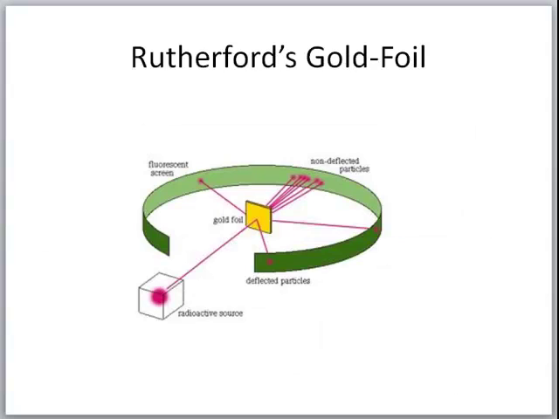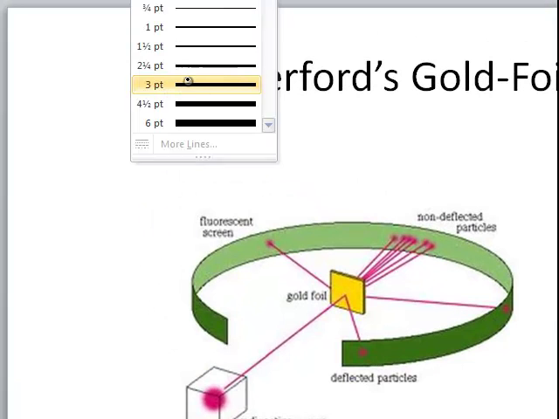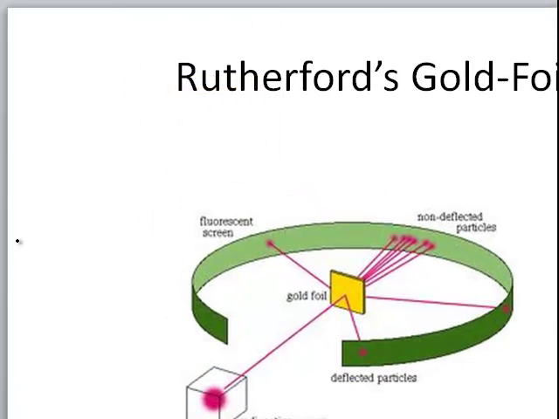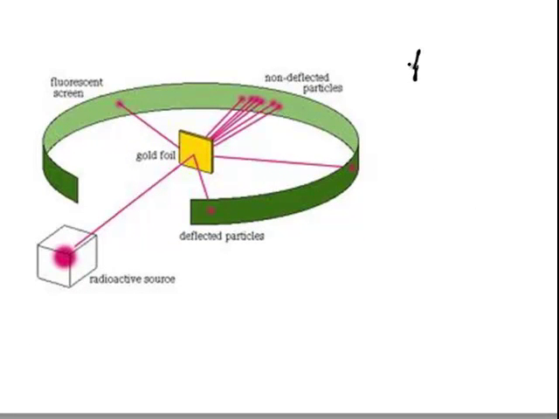Alright, let's take a look at Rutherford's gold foil experiment. And again, if you remember from class, there are three things that Rutherford noticed about the gold foil experiment. So we have 1, 2, 3. And those three observations led to three conclusions about the atom that we want to talk about.